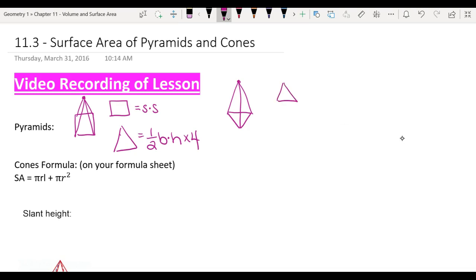So you have your triangle on the bottom. That's going to be 1/2 base times height. And then you'll have the triangles on the sides with a base and a height as well. That's 1/2 base times height. And then you would times that one by 3, because you're going to have 3 triangles coming up. So you're going to have 2 today. You're going to have either a square or a triangular pyramid. Any questions on pyramids?